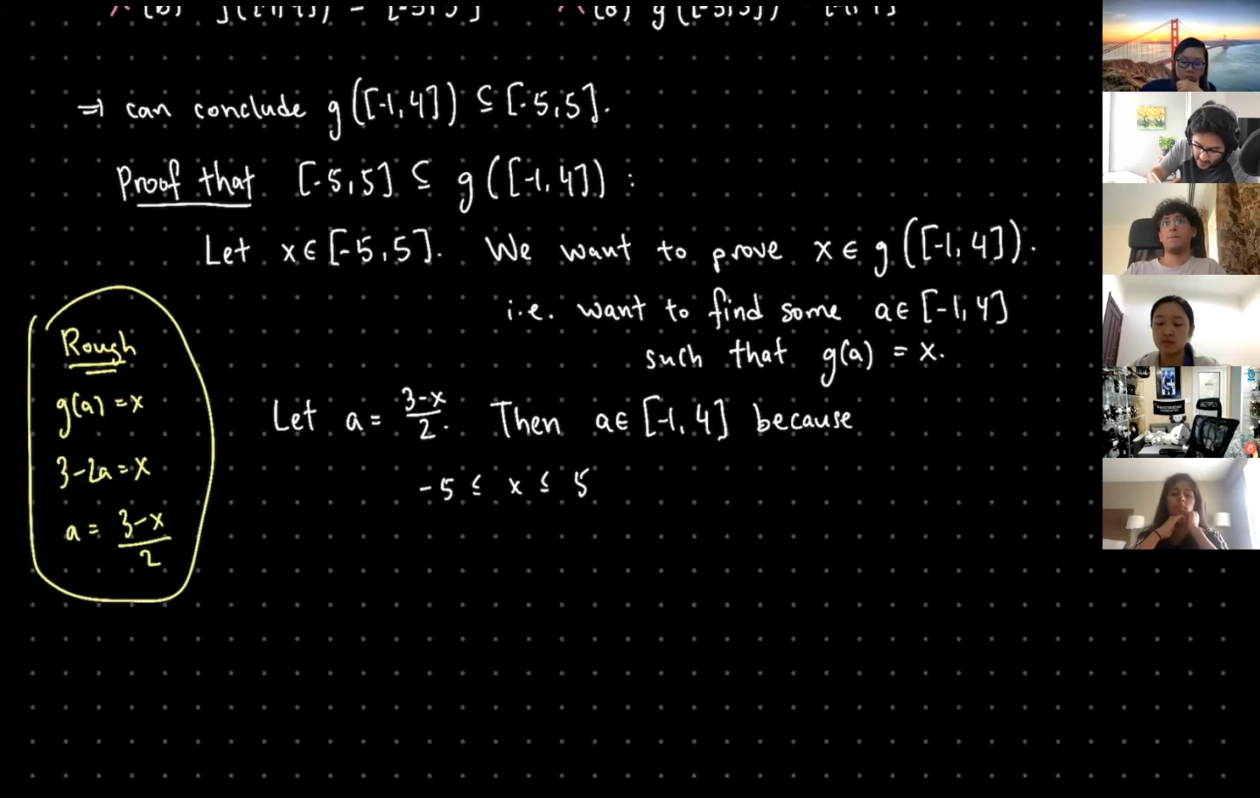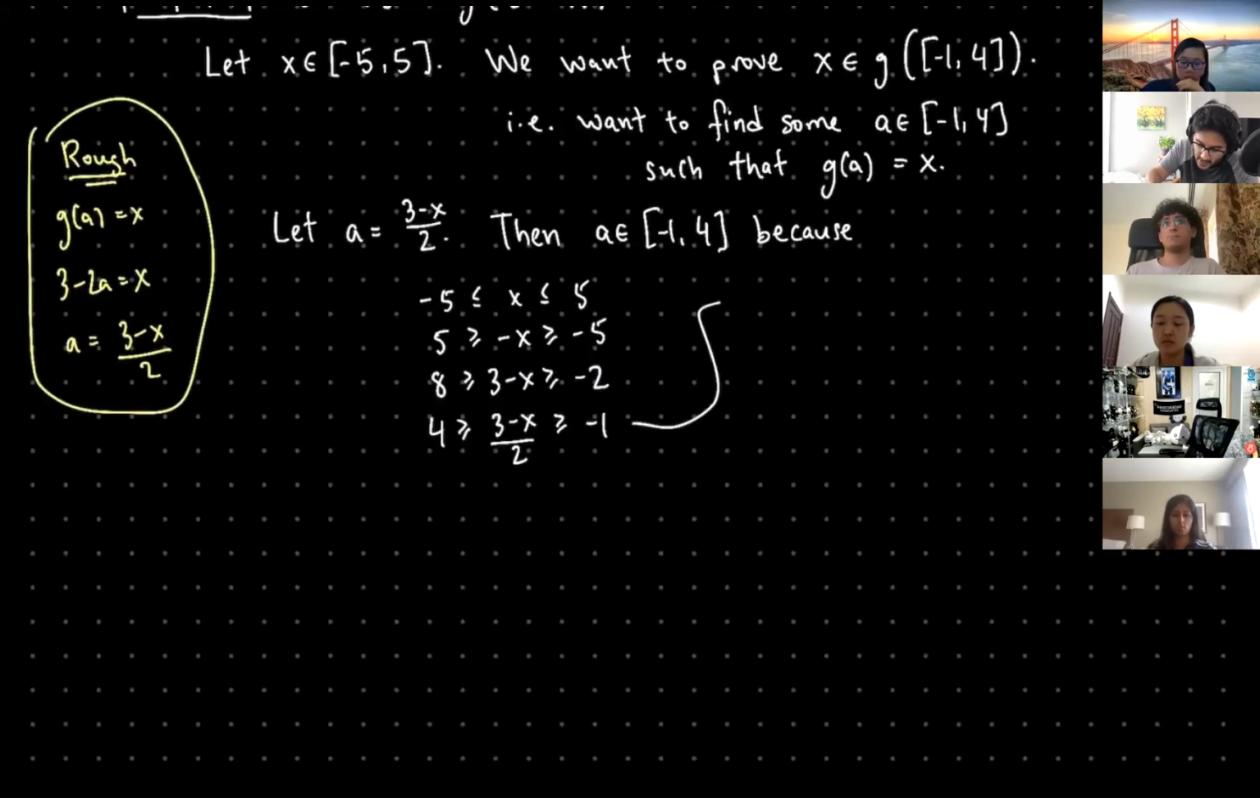Let's multiply by -1. So 5 is greater than -x is greater than or equal to -5. Let's add 3. So I have 8 is greater than or equal to 3 minus x is greater than or equal to -2. And then I divide by 2. So 4 is greater than or equal to (3 minus x)/2 is greater than or equal to -1.